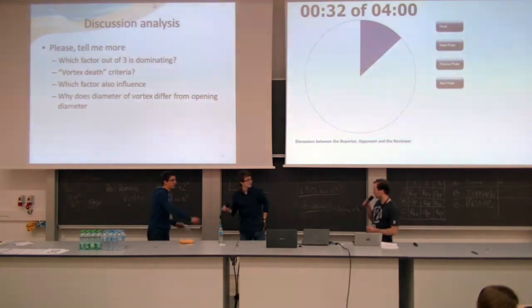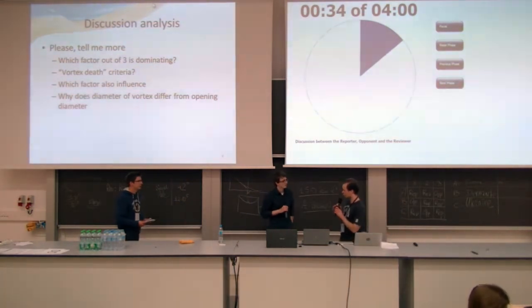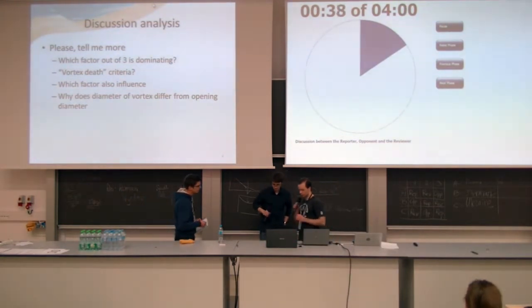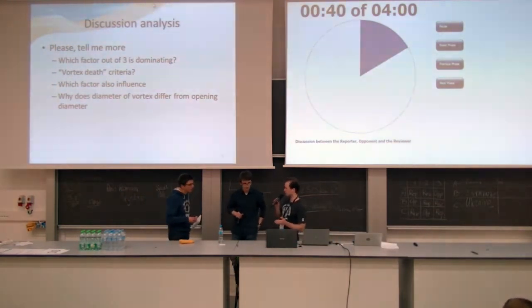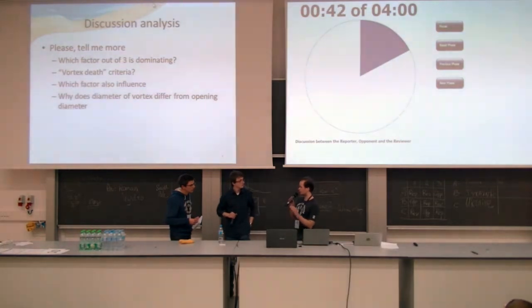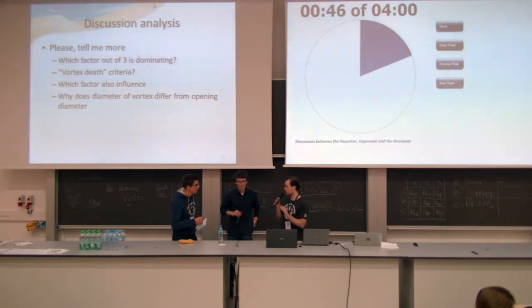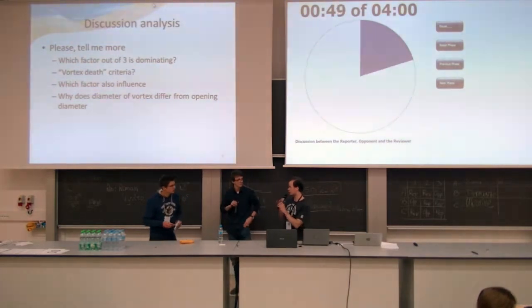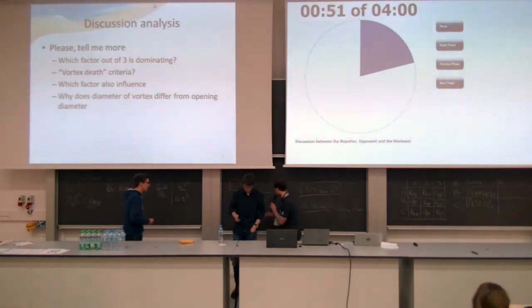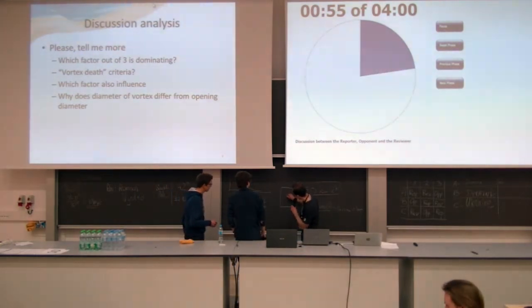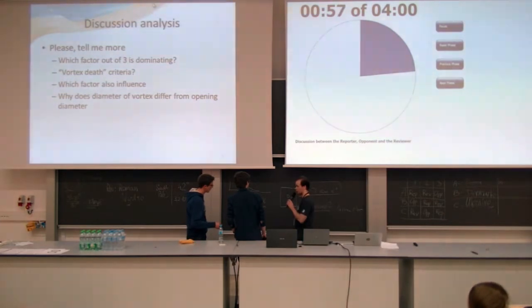I have a question for the reporter, first of all. If you have a certain box dimension, do you believe that you can get a stable vortex ring for any radius of the hole? I mean, if you have the side of the box, do you believe that for a very, very small hole, for instance, you can get a stable vortex ring?